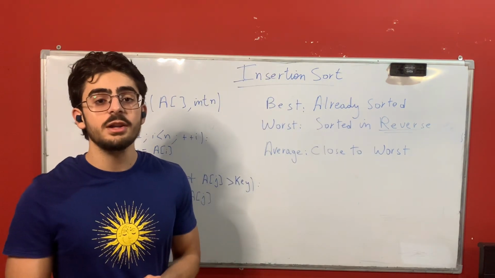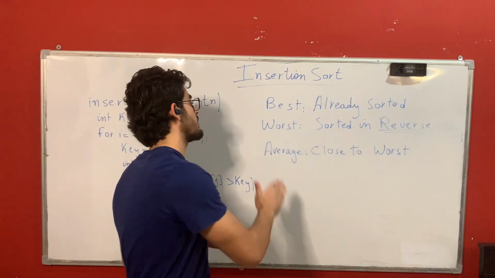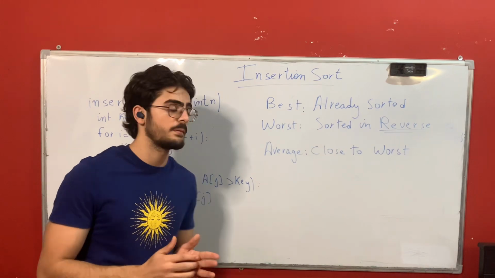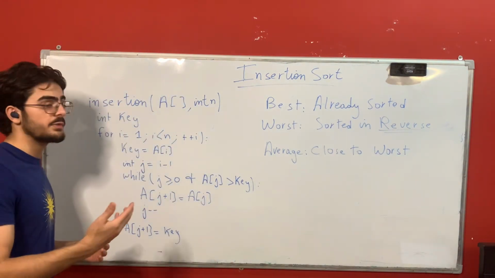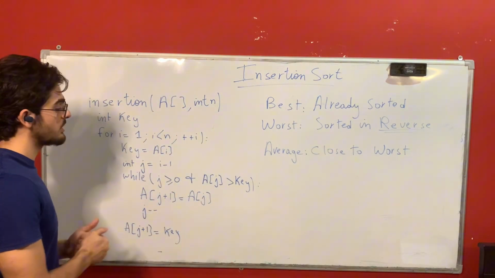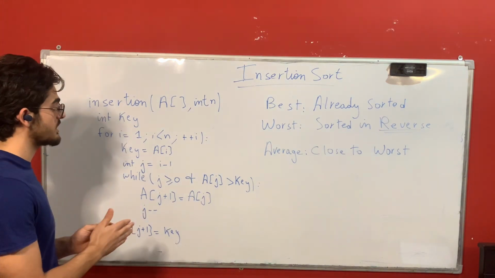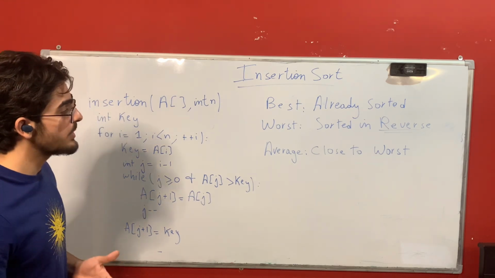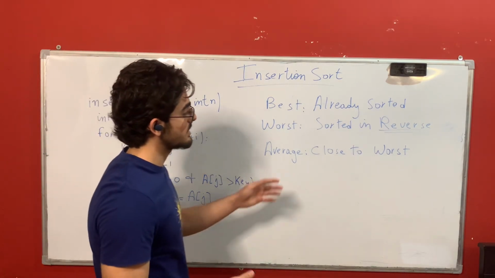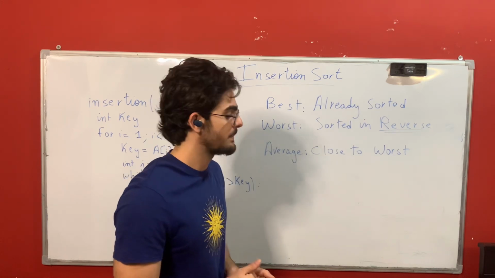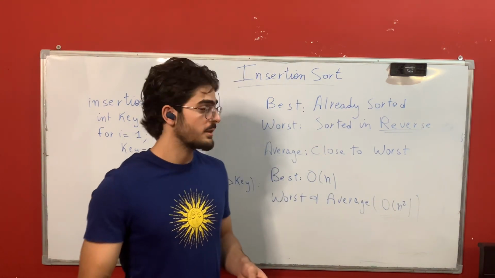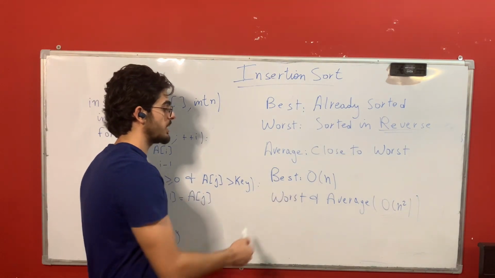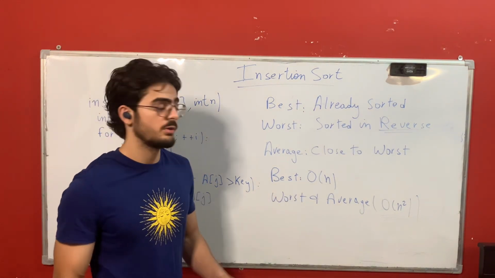The average case scenario for insertion sort is closest to the worst case scenario, which also will result in a big O of n squared, where the while loop is sometimes iterating until reaching 0, and sometimes it's iterating until reaching a certain j, and sometimes it's never iterating. However, it's proven that the average case scenario is closest to the worst case scenario. In a nutshell, these are the time complexities for insertion sort. The best case scenario is big O of n, the worst and the average case scenario is big O of n squared.